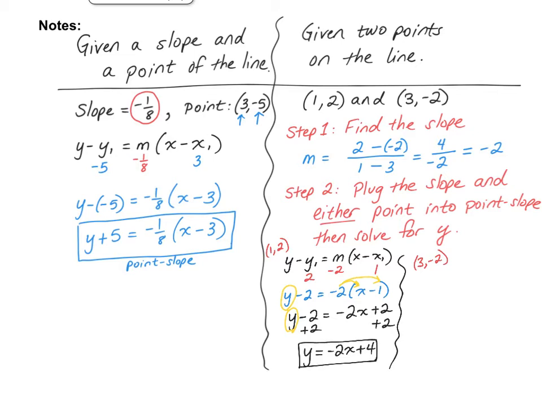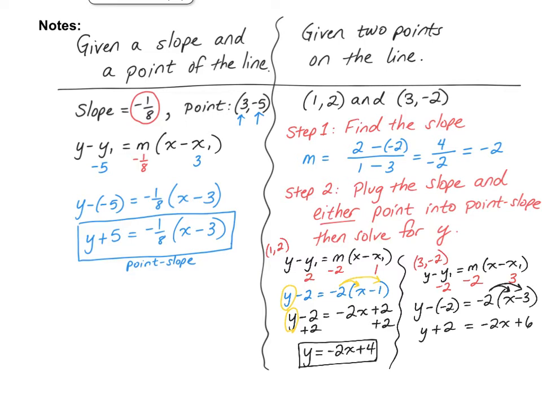Now let's plug in the other point. We have y minus y1 equals m times x minus x1. My slope is the same that we found, -2. This time I'm using (3, -2), so 3 is my x, -2 is my y. Now I'm going to simplify this. We have y minus a negative 2 equals negative 2 times x minus 3. I need to distribute because I need to solve for y, so I'm going to change this to y plus 2 equals negative 2x plus 6. Now I subtract 2 on both sides, and I get y equals negative 2x plus 4.